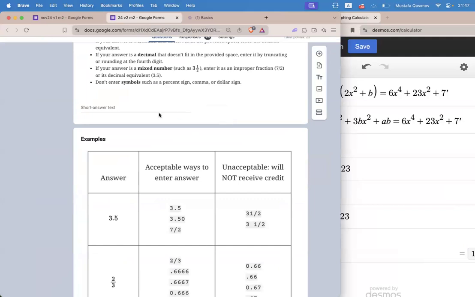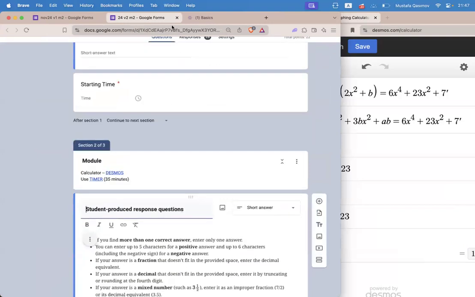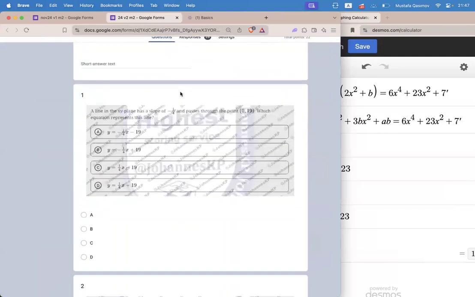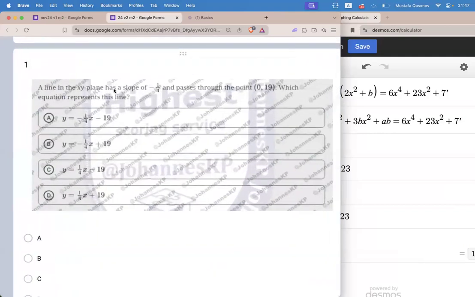Okay, let's start. First question. Slope is equal to negative 1 over 4. It means that here has to be 1 over 4 negative. And that one is the y-intercept, so it has to be plus 19. Answer is B.